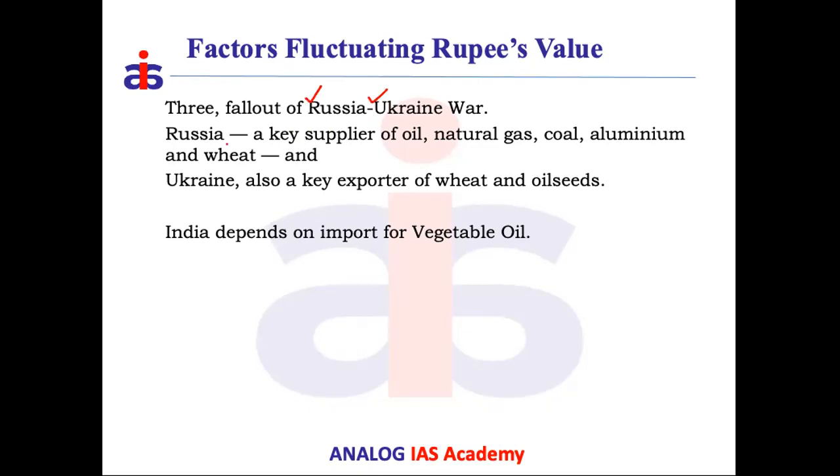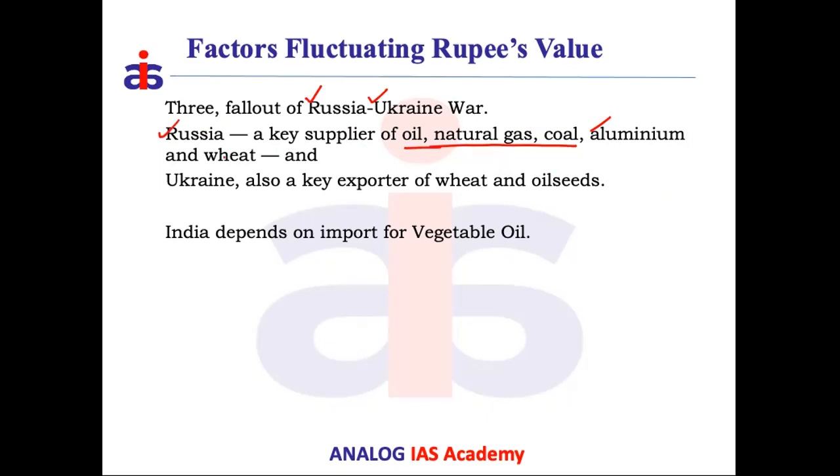What are those specific commodities? Russia is a key supplier of oil, natural gas, coal, aluminum and wheat. India does not depend on Russia for imports of oil, natural gas and coal. Generally, the European market is dependent on Russia's exports of oil, natural gas and coal. But India is critically dependent on aluminum, which is supplied by Russia. So now aluminum supplies have decreased.